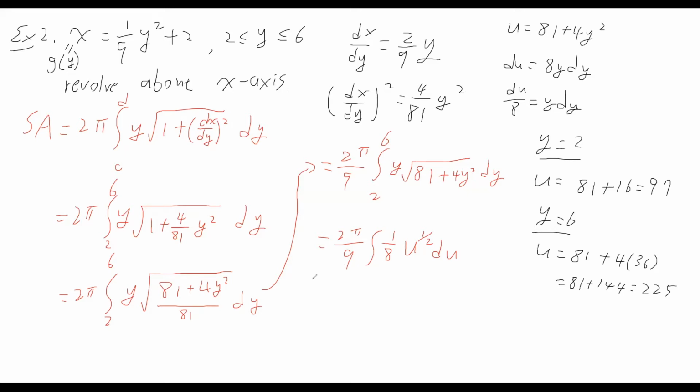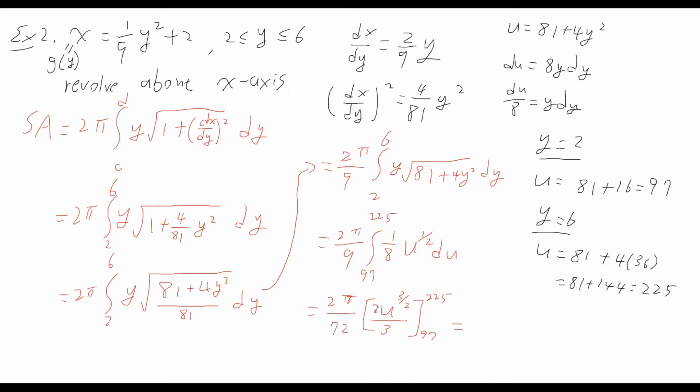All right, so bring out the 1/8. So I have 2 pi over 8 times 9, 72. Oh, oops, forgot to fill in the bounds here. Okay, 2 pi over 72, and then that's u to the power of 3 over 2, and then divide by 3 over 2, that's 2/3, going from 97 to 225. Okay, that's huge, right? All right, so let's see.